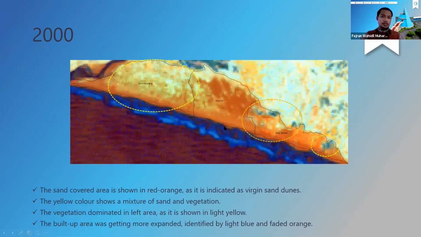And in 2000, we found that the land cover change in the sand dune is getting more massive. The blue spot on the right of the area, indicated as settlement, becomes bigger and bigger. And also the vegetation area in the left until the middle part of the sand dune is getting bigger and bigger.